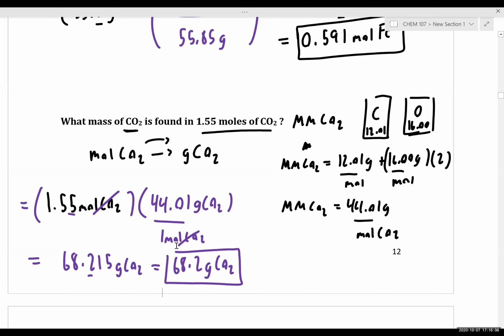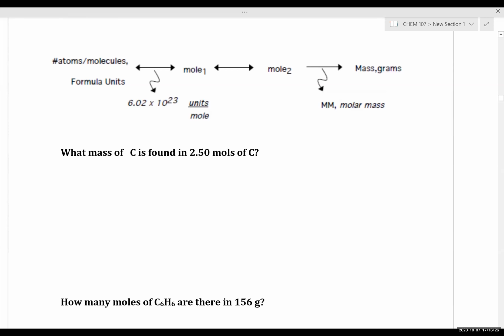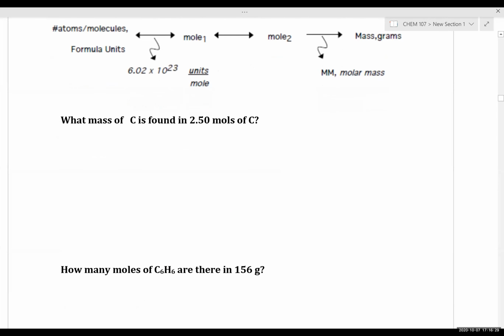Does this make sense to everyone? Any questions on this example? So if I don't see any questions, let's make sure that we're comfortable with this idea, and let's work on the following set of examples where we're asked to execute mass to mole conversions. I'd like you to work on these examples over the next 4 to 5 minutes. I'd like you to tell me what mass of carbon is found in 2.5 moles of carbon, and how many moles of benzene are found in 156 grams.